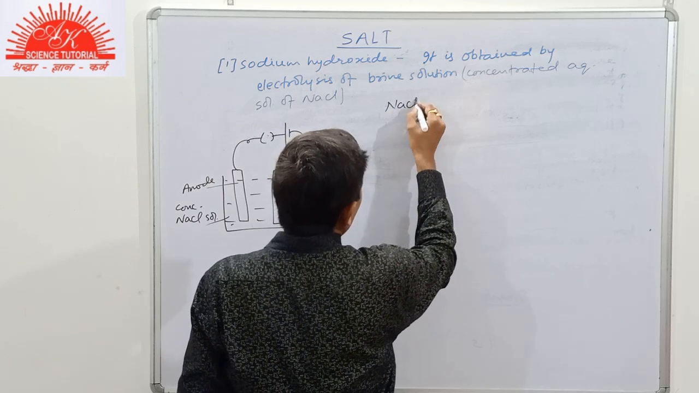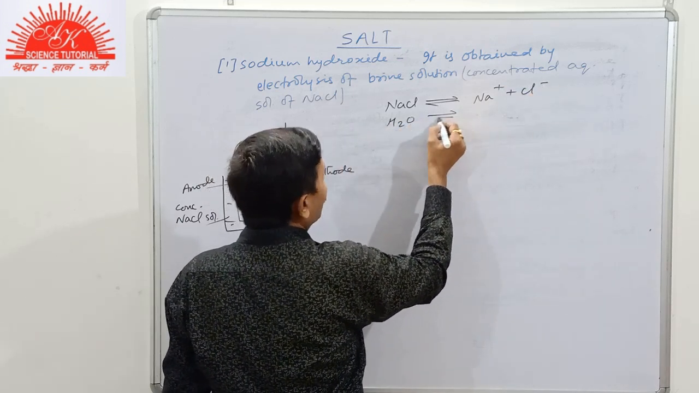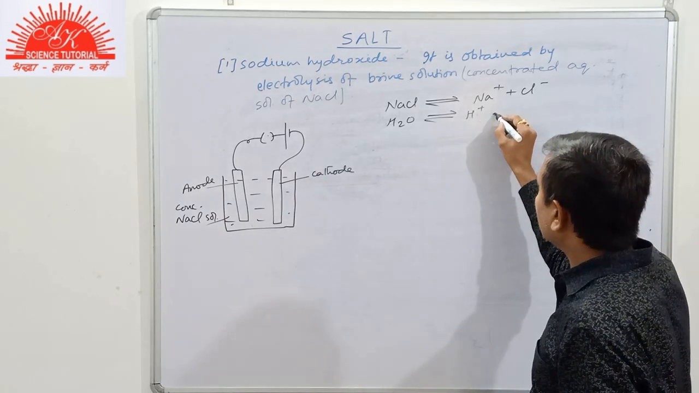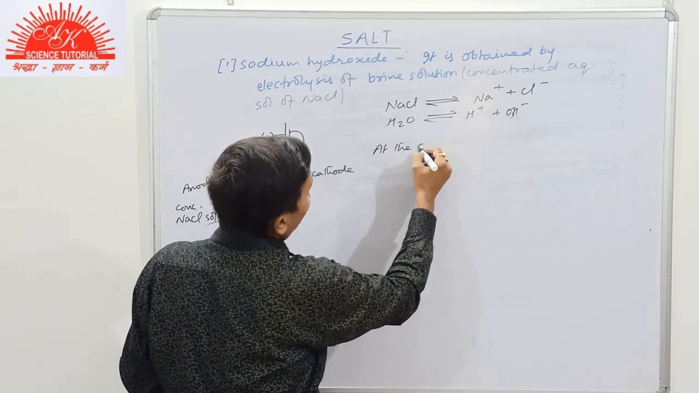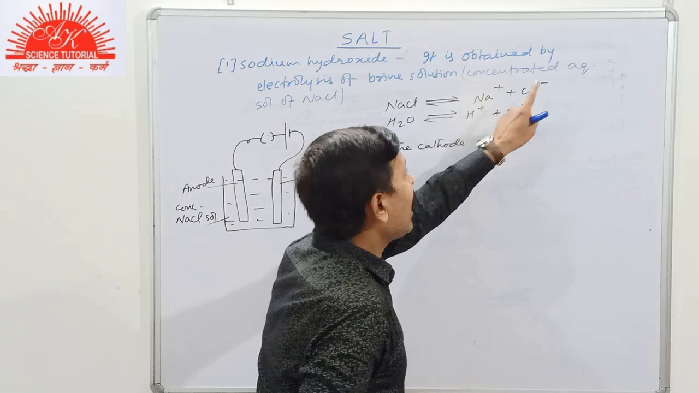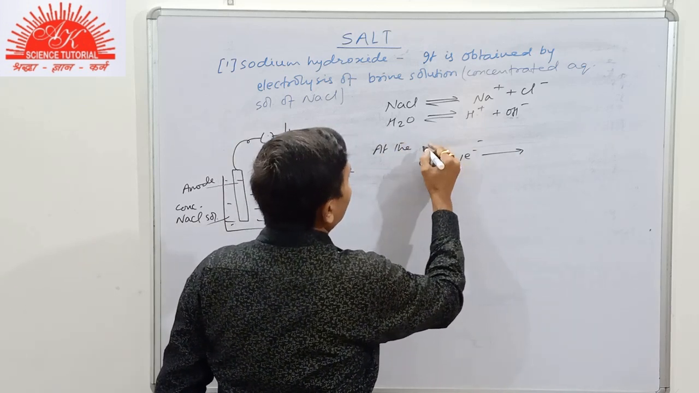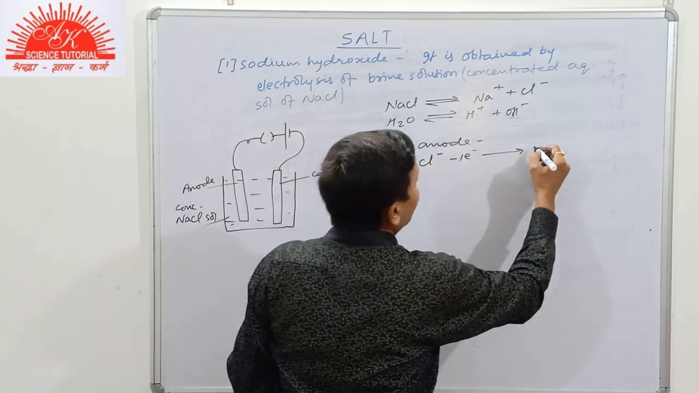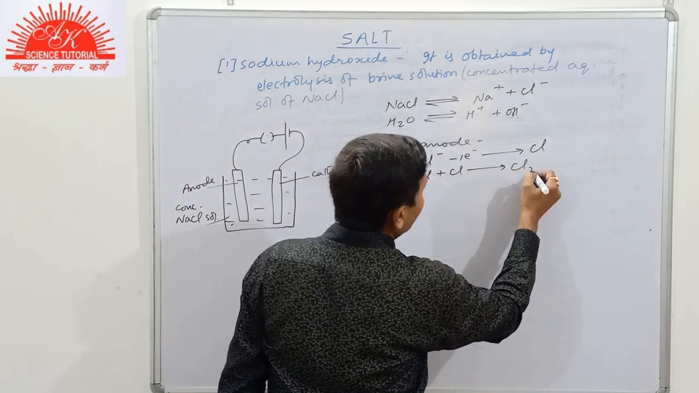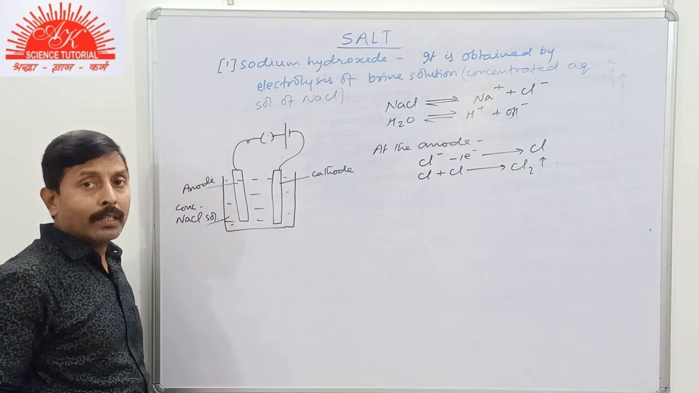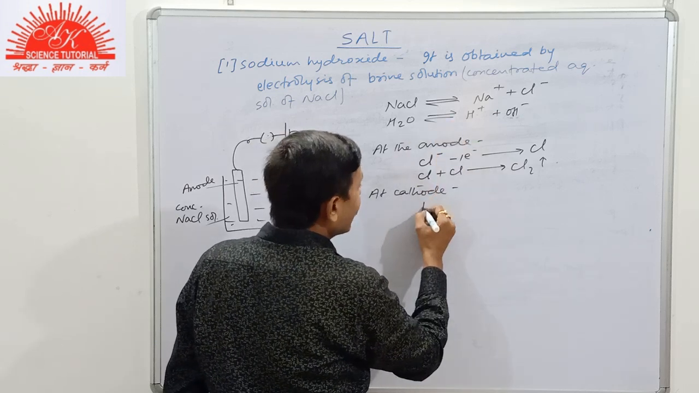When NaCl dissociates, it gives Na+ and Cl-. At the same time, water is also ionized and gives us H+ and OH- ions. Now, due to higher concentration, chloride ion is discharged at the anode, giving Cl, and Cl being a diatomic gas, it gives Cl2. So at the anode chlorine gas is obtained. In a similar way, at the cathode H+ ion is discharged.